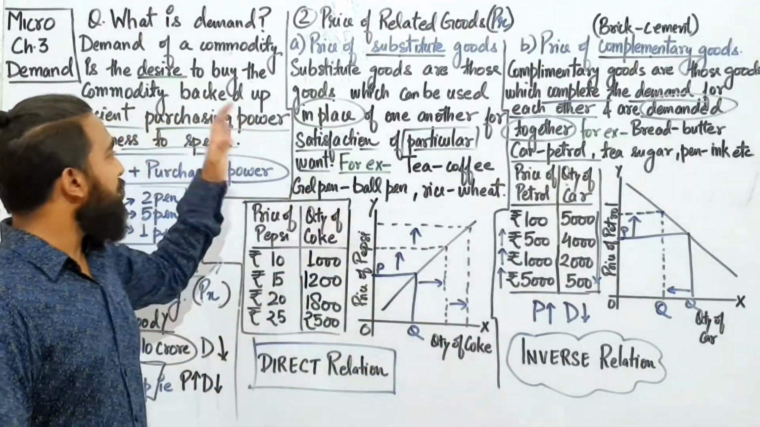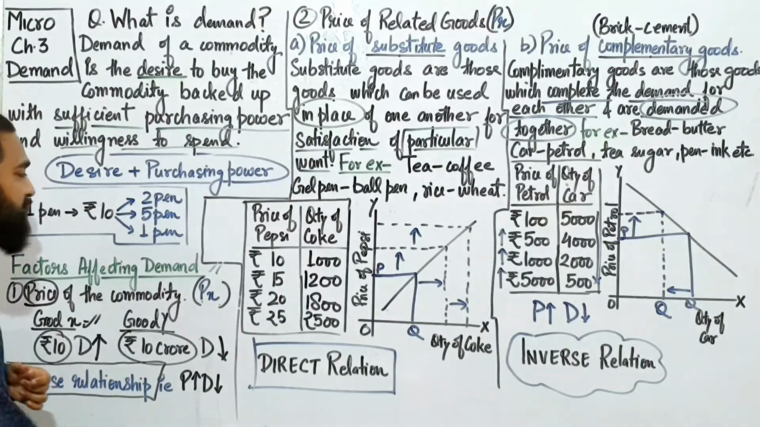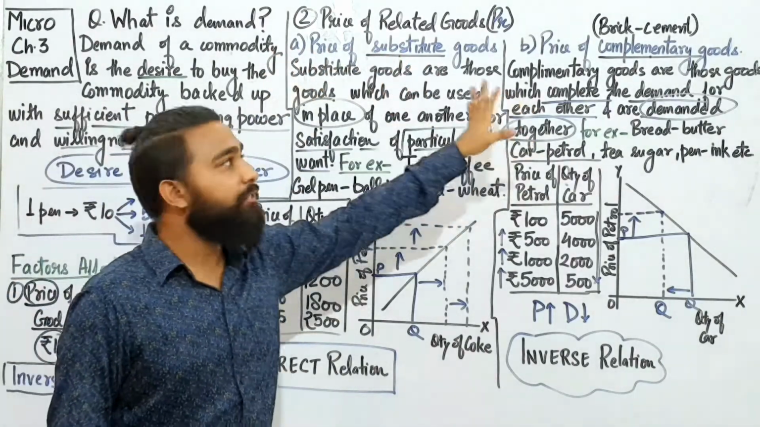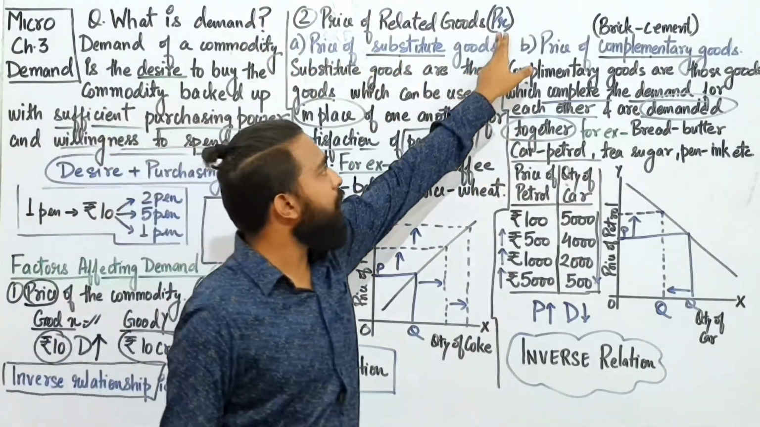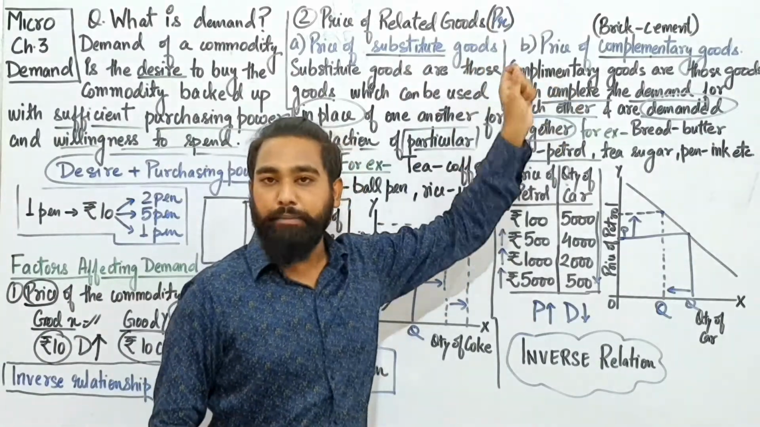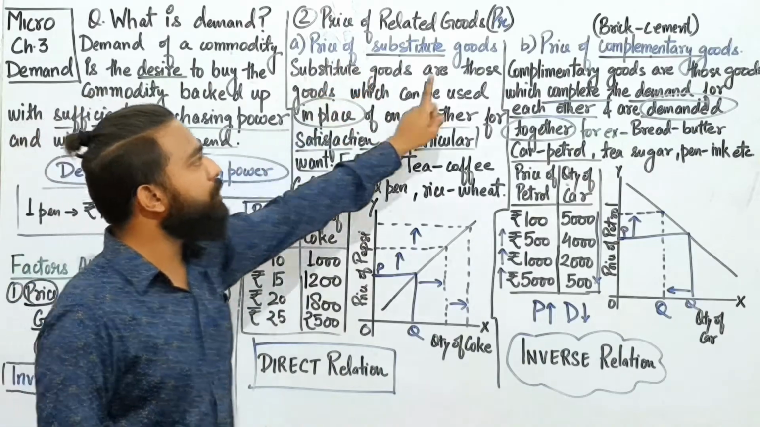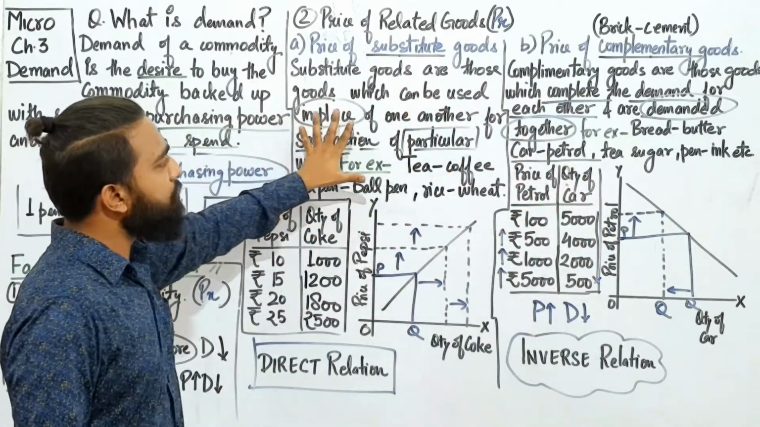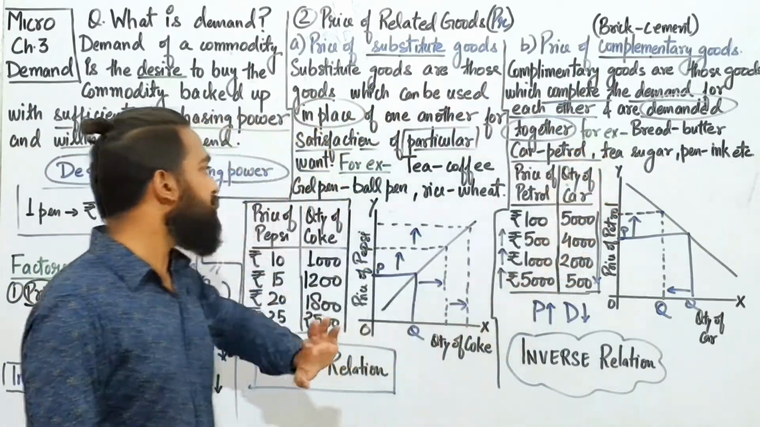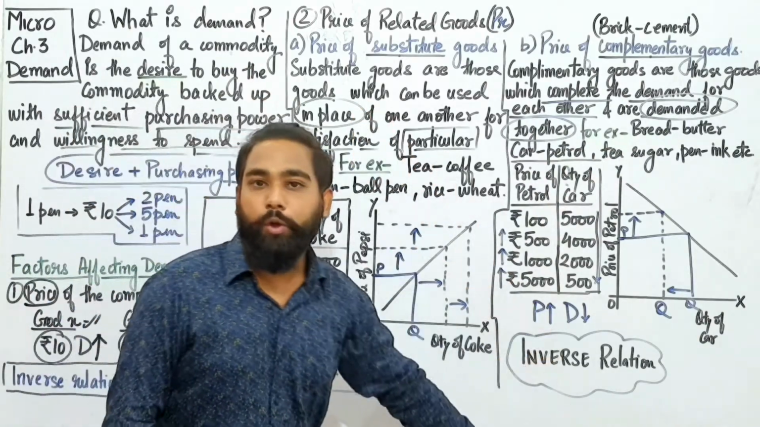Now students, you have completed the first factor, which is price of a commodity. You have completed the second, which is price of related goods. In short, you have to write it as PR. R means related goods. And under it, there are two types of goods, substitute goods and complementary goods. There is a definition of substitute good. This is the complementary good definition. And you have understood the concept here.